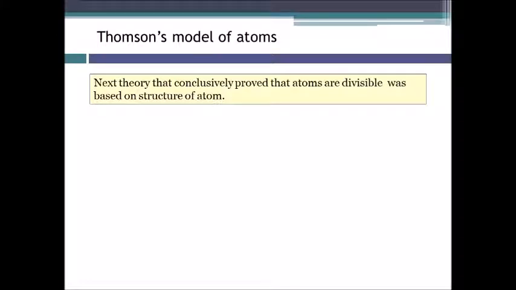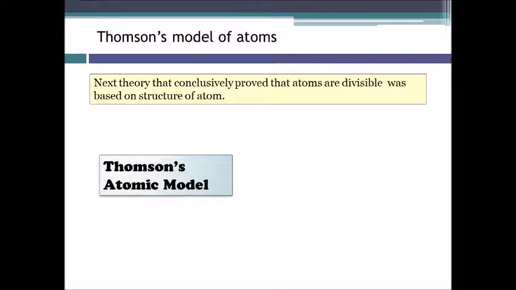Now, here we saw last time that Dalton's theory had some limitations. Experiments were going on to find out what other subatomic particles were present in an atom. Thomson studied the structure of the atom by performing experiments on the cathode ray tube, and he proved that there were particles which were called electrons. Let us see how he proposed this atomic model and how he came to this conclusion.